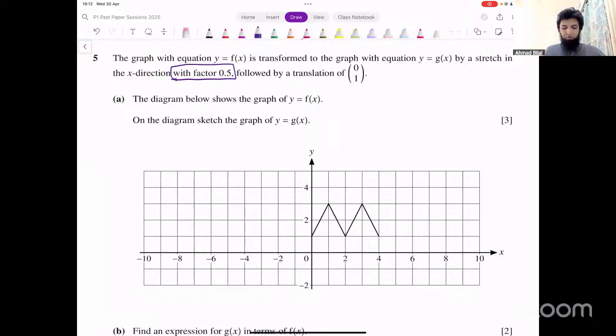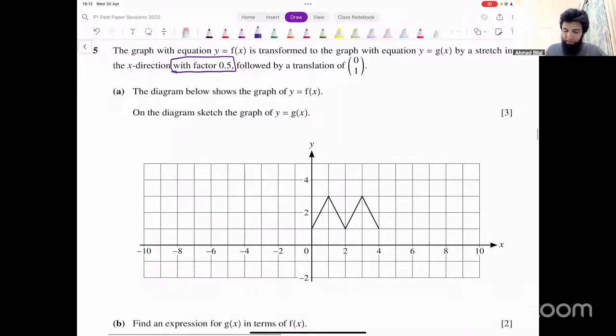Scale factor 0.5, horizontal stretch. That is supposed to change only the x coordinates, right? So x coordinates are going to change. They're going to get multiplied by 0.5. So every x coordinate after the stretch will get multiplied by 0.5. That's the first thing we do: multiply each x coordinate by 0.5. Now this one remains here. That does not change.